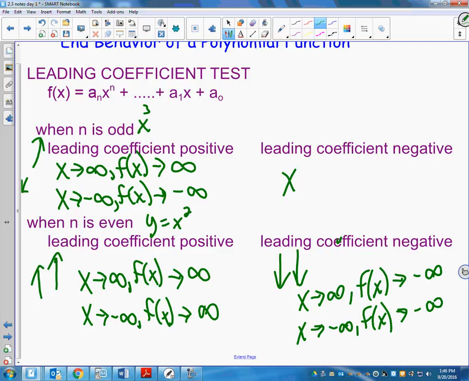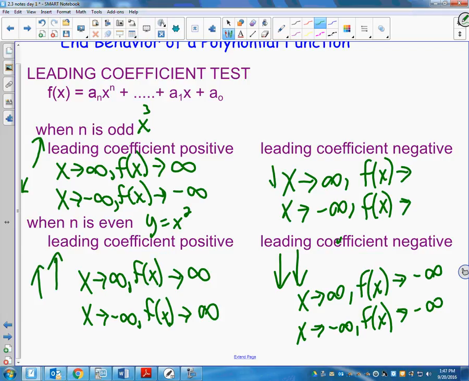So one more time here. I'm doing better. In second hour, I kept leaving off my negative infinity every time. So on this one, if it's negative, then the right side goes down and the left side goes up. So it's the opposite. So as x gets bigger, y actually gets smaller. And as x gets smaller, y gets bigger.